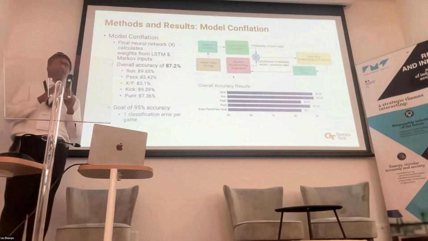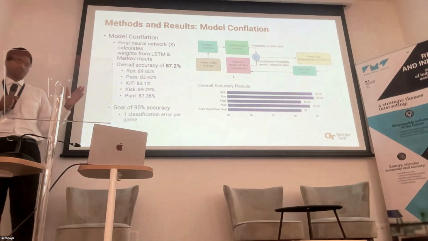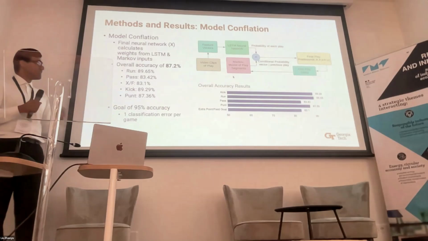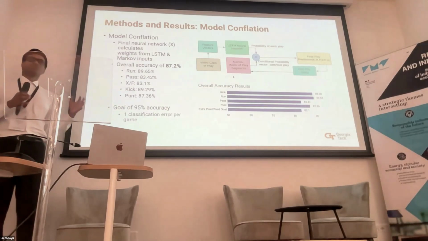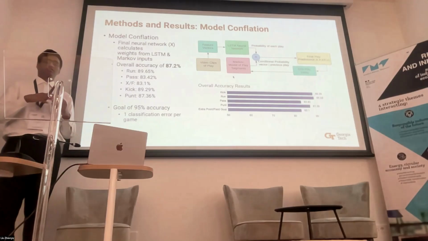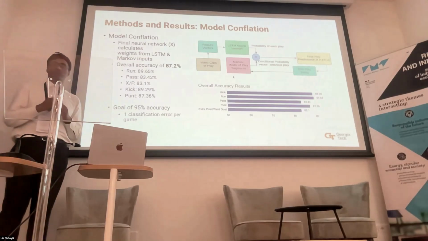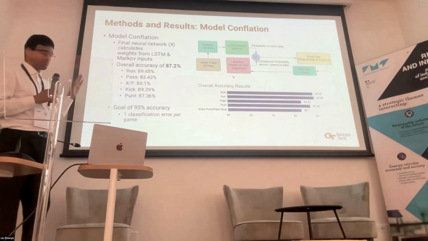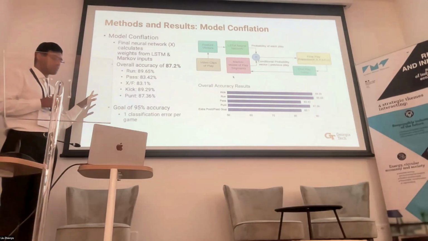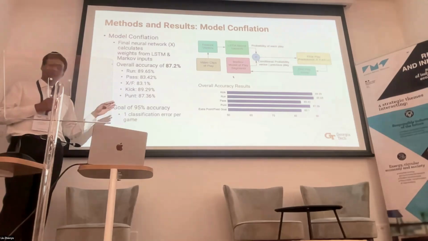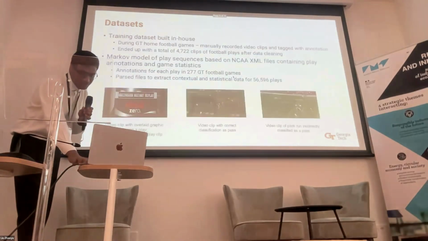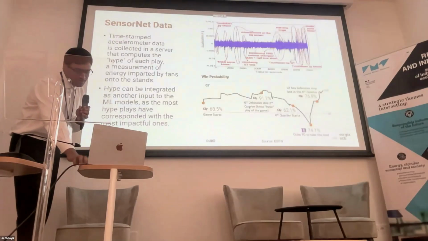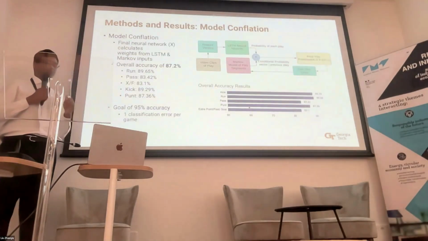So now we have these 2 models, the first one I talked about and then the Markov chain. We then had to find a way to put those 2 models together to obtain higher accuracy and the best possible results we could. So for this model conflation, we developed a final neural network which calculates weights from the LSTM that I talked about over here and the Markov chain, and puts them together.